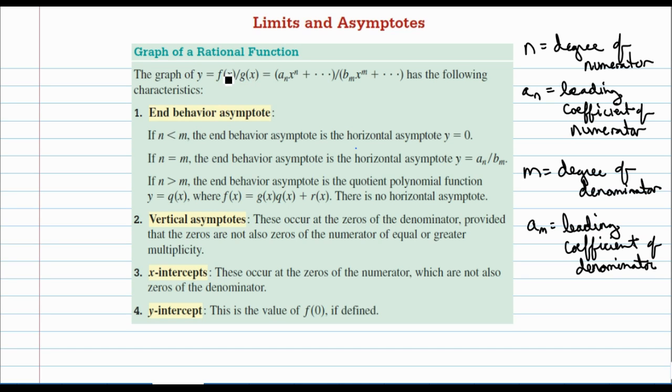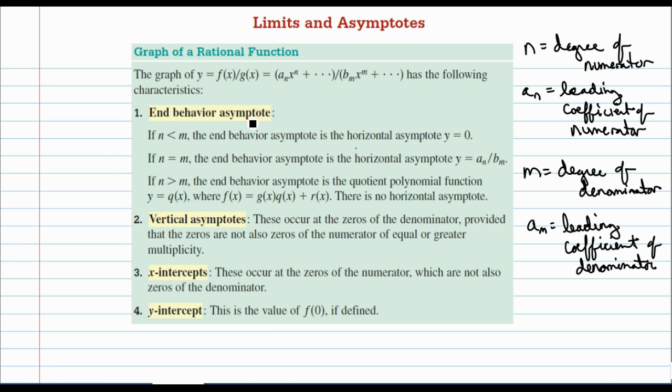So the graph of y equals f of x over g of x, so numerator function over denominator function, equals a polynomial in the numerator and a polynomial in the denominator. And just in case you didn't know, I put off to the side what this m and n stuff is. n is the degree of the numerator. a sub n is the leading coefficient of the numerator. m is the degree of the denominator, and a sub m is the leading coefficient of the denominator. That'll help us when we read all this information we need to know.